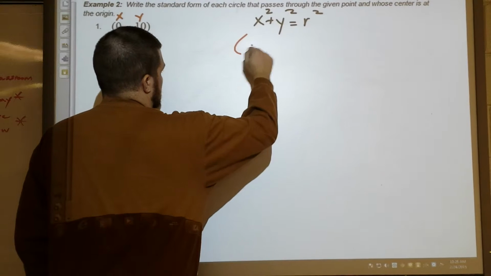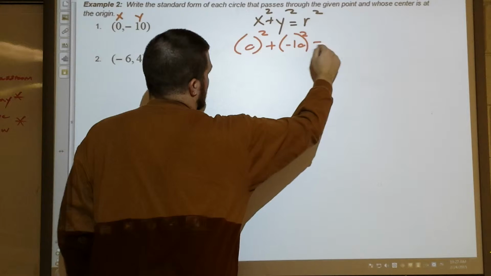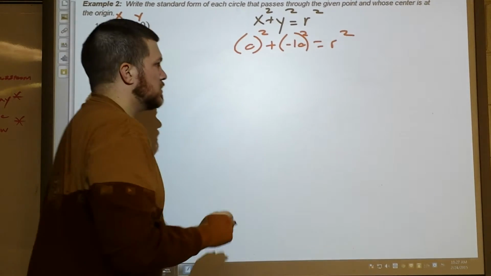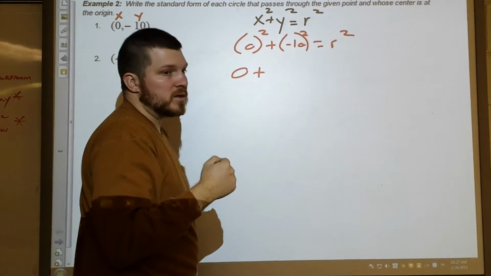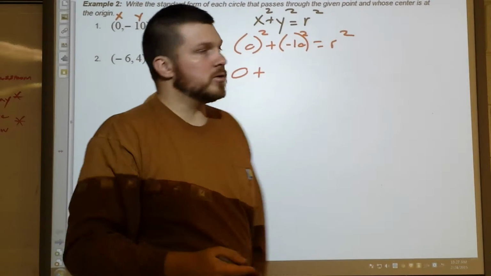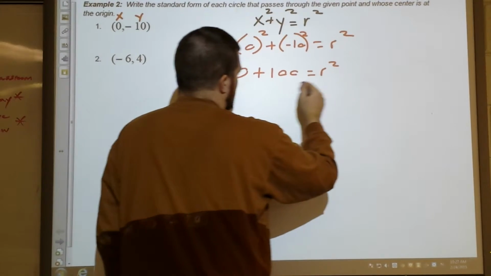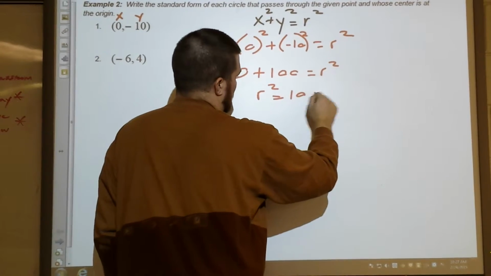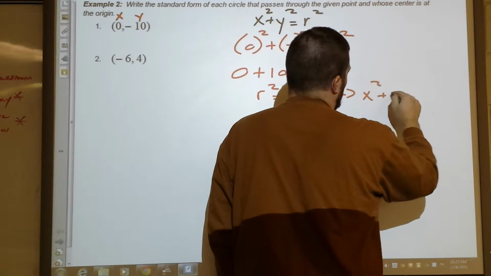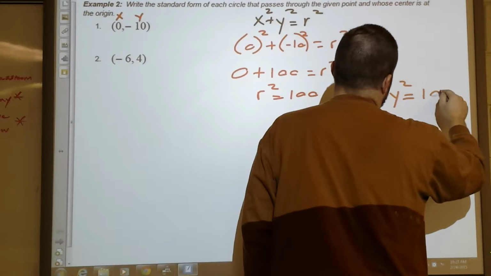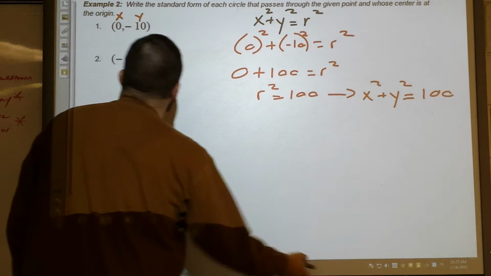So I have 0 squared plus negative 10 squared equals r squared. Well, 0 squared is 0 plus negative 10 squared. If you do it correctly in your calculator, that means you're going to include the parentheses. It's going to be positive 100. So what this means is r squared equals 100, and now that we have that information, the equation of this circle is going to be x squared plus y squared equals 100. Not too bad. Let's do it again.